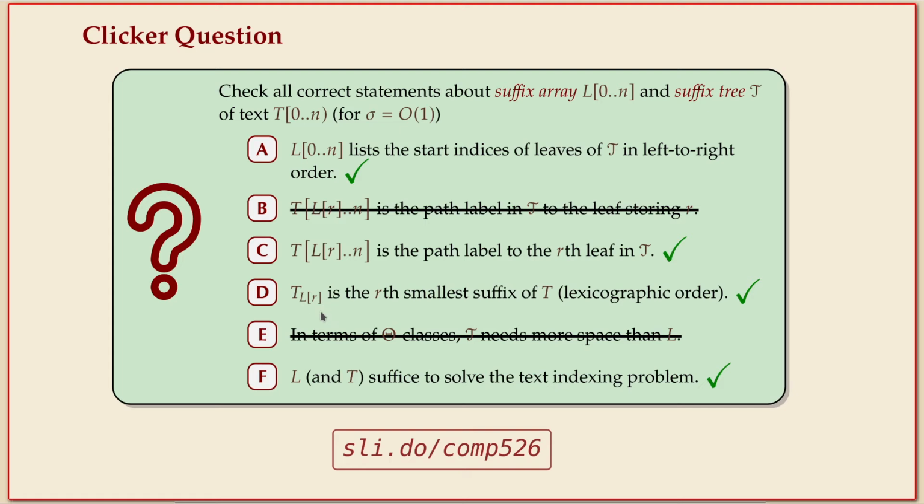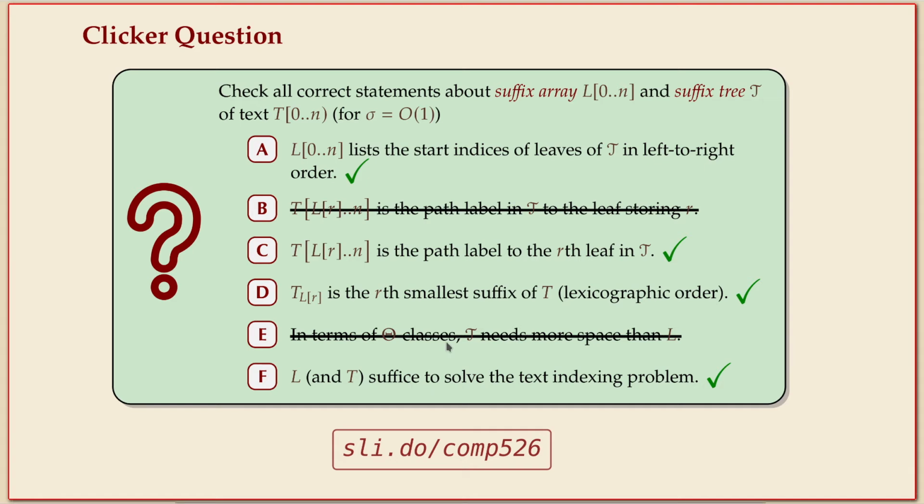That was what we said before. If you take the suffixes and you sort them lexicographically, you get them in the order that they appear in L. So L0 is the starting index of the smallest suffix, L1 is the next, L of 2 is the third, and so on and so forth. You can use the suffix array by binary search to find patterns.